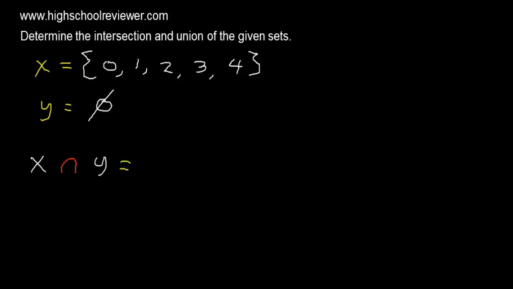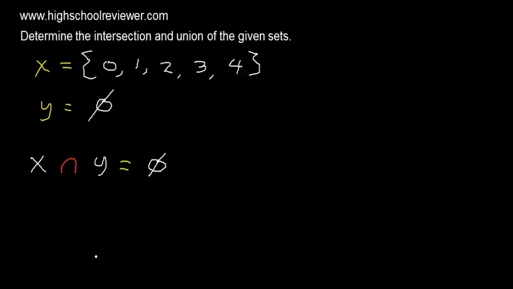For the intersection of X and Y, since set Y has null elements and set X has the following elements, we can say that when one of the two sets has null elements, the intersection is also equal to null.